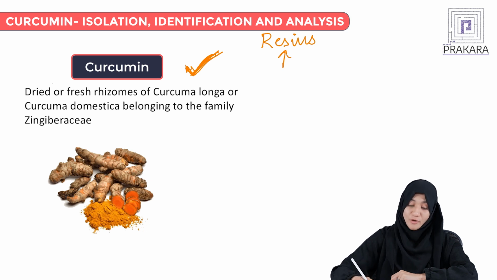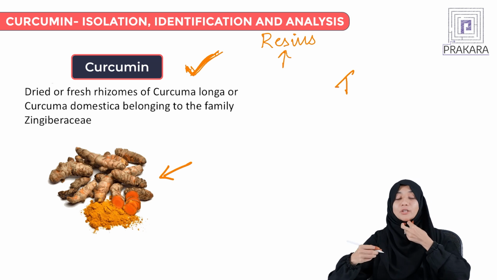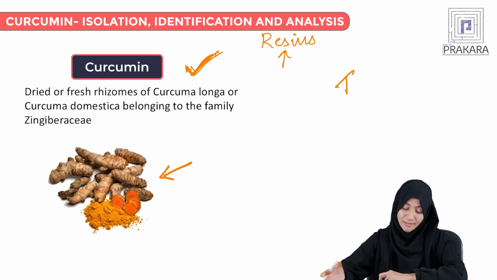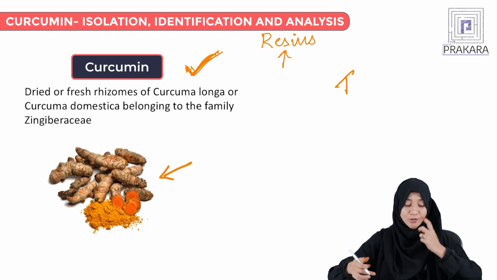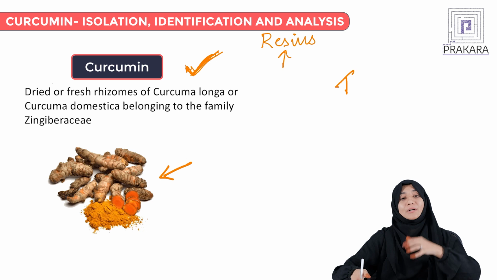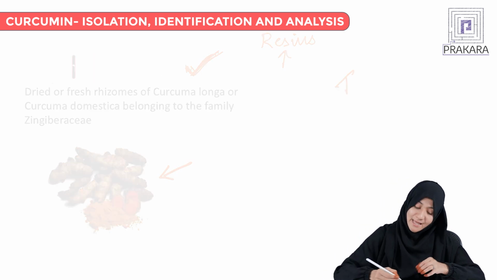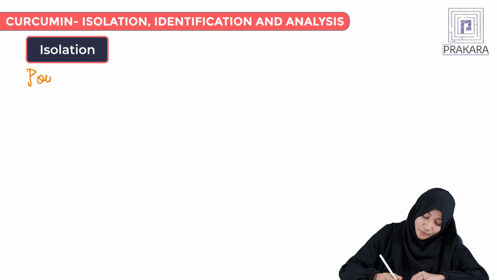from the rhizomes of turmeric. In the picture you can see the rhizomes of turmeric, from where you are going to isolate this phytoconstituent, that is curcumin. Now moving to the isolation, how you are going to isolate it. First of all, you collect the rhizomes of the turmeric, wash them, dry them, and convert them into powder form.